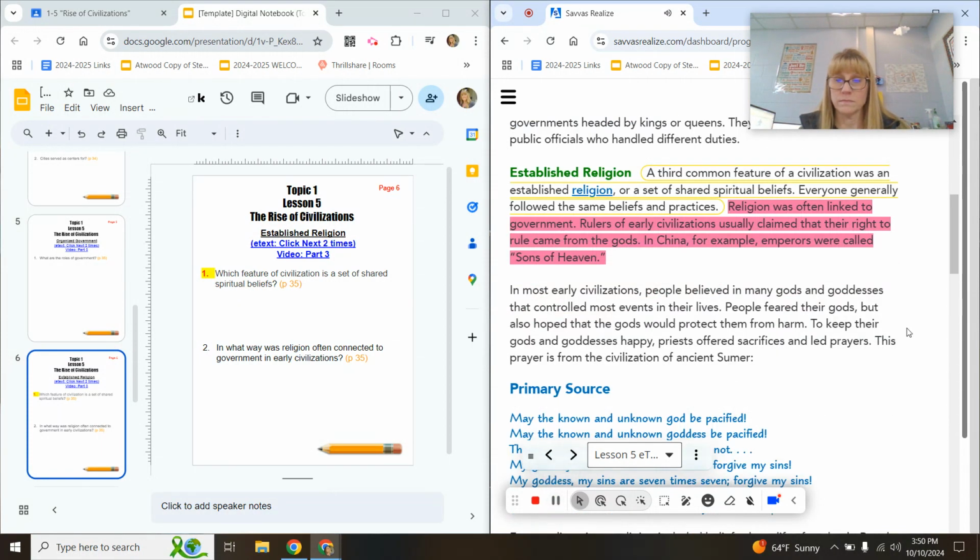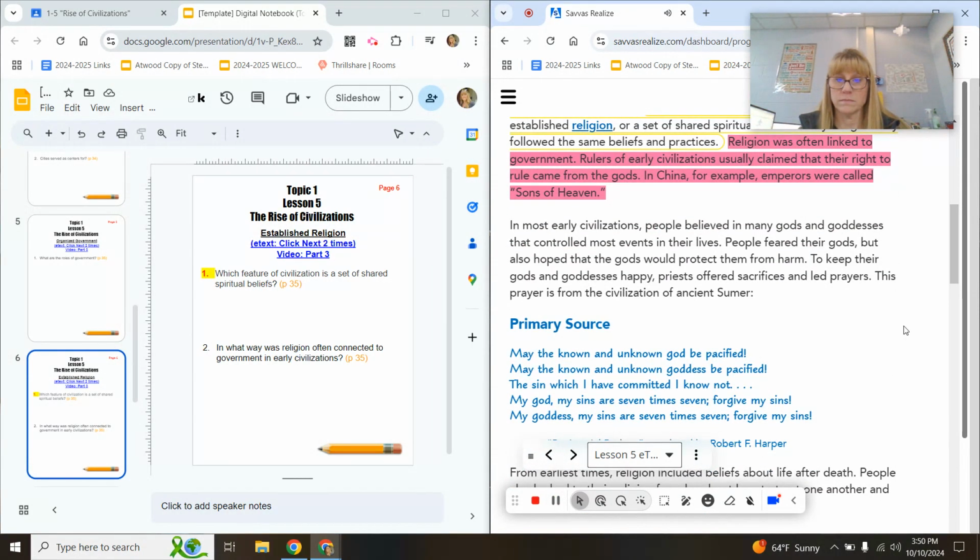In most early civilizations, people believed in many gods and goddesses that controlled most events in their lives. People feared their gods, but also hoped that the gods would protect them from harm. To keep their gods and goddesses happy, priests offered sacrifices and led prayers.